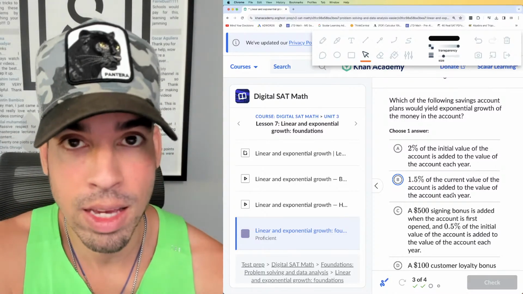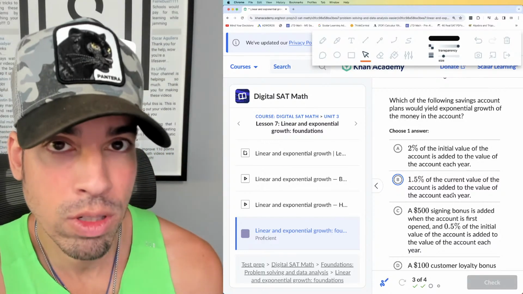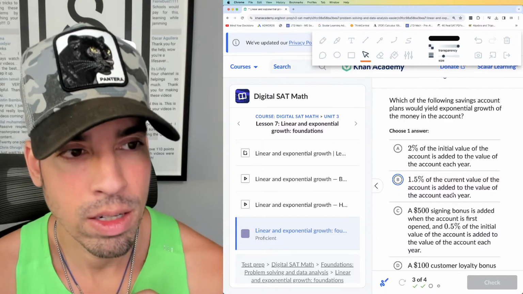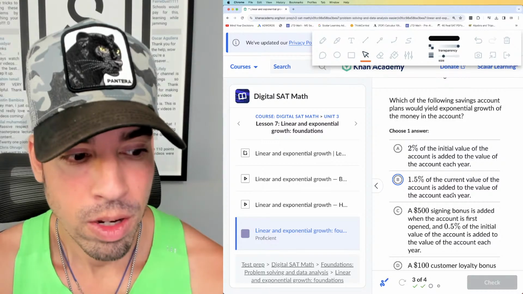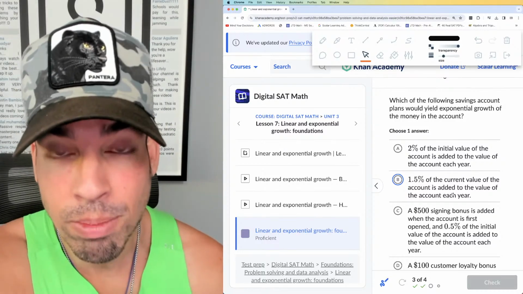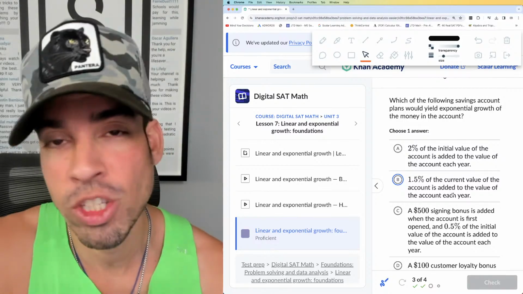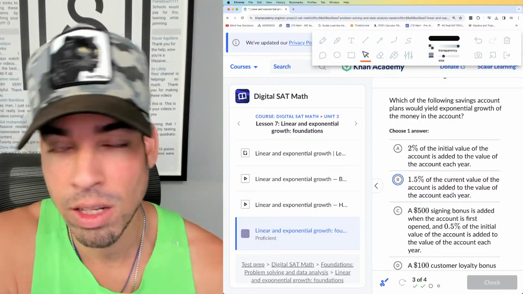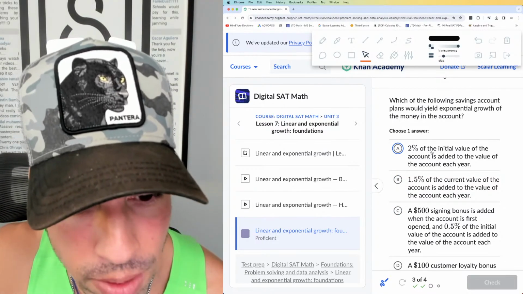Not something like, and let's see if they have an example of this, 10% of the initial amount, of the initial deposit. Because then if you deposit $100 initially, it would be 10% the first year, now you're at 110. But then you said, 10% of the initial amount. So next year I'm not gaining 11 or something more, I'm just getting $10 again, $10, $10, $10. That's linear. So 2%, so you see how they put this here? Of the initial value, wrong.